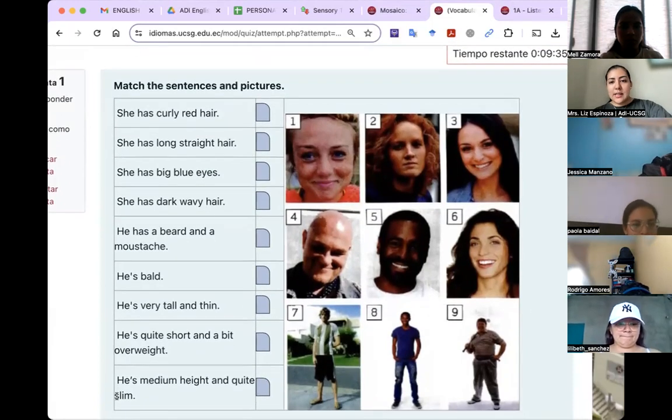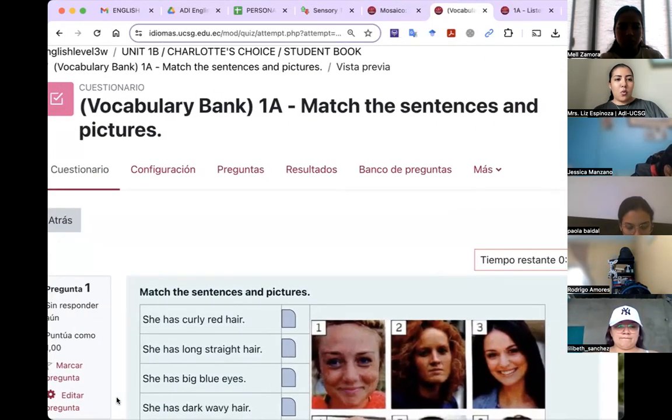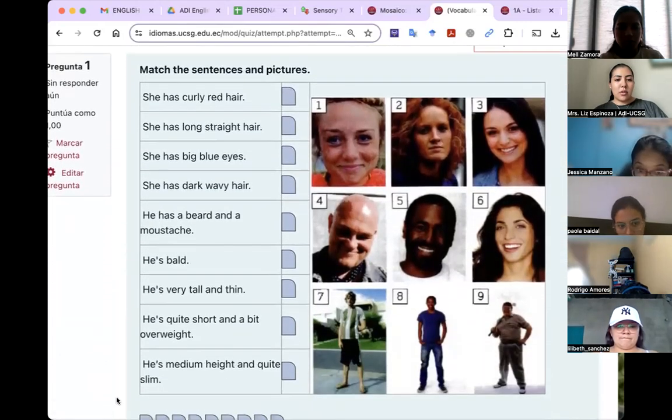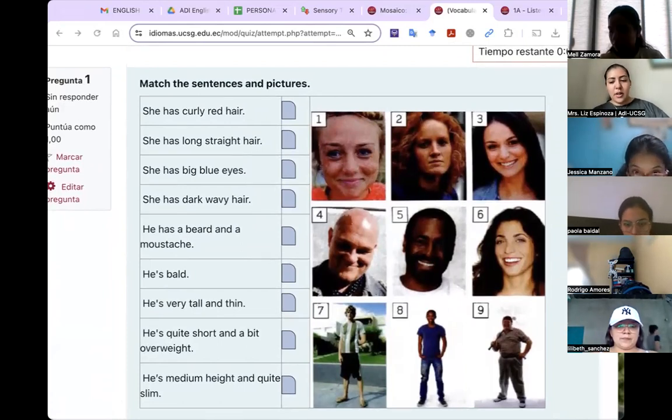So this is the timer. I'm gonna check when it says 2 minutes left. Okay, so right now you are going to answer on your own, okay? Answer alone this activity and then we confirm, okay? Is it clear? So you're going to do this on your own. Please go to activity, vocabulary bank 1A, match the sentences with the pictures and answer by yourself, okay? Later we check. Okay, concentrate and answer, right?